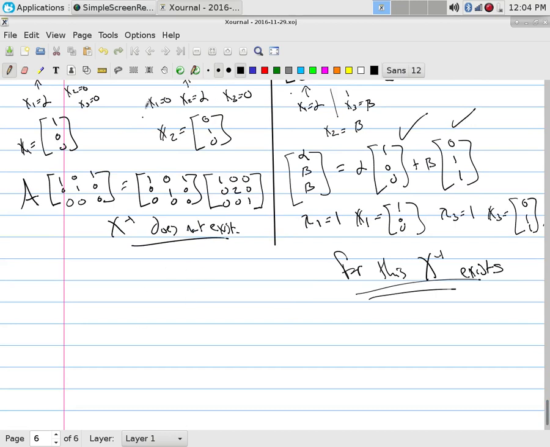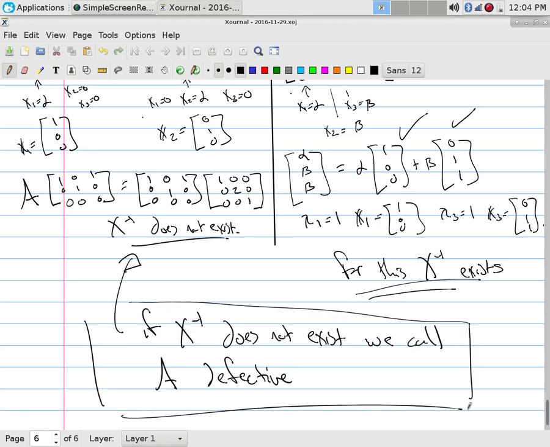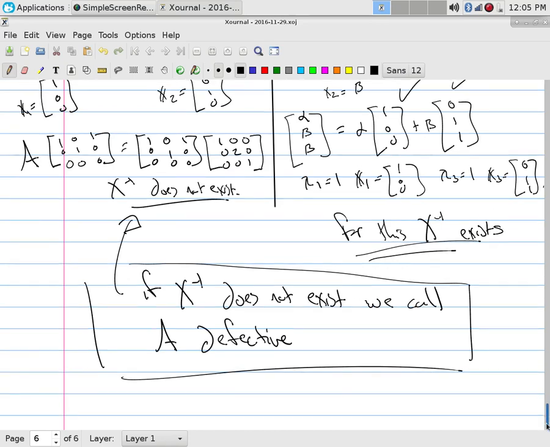If this happens, if X inverse does not exist, we call matrix A defective. Which is going to occur when you have multiple roots, right? You have eigenvalues that are non-distinct, and you don't get enough eigenvectors that are independent. And if that's true, your original matrix is called defective. Okay.